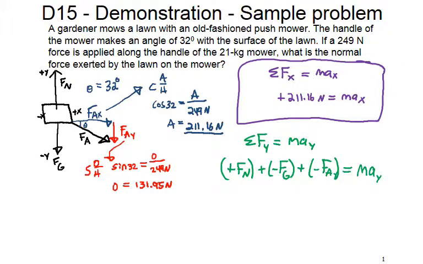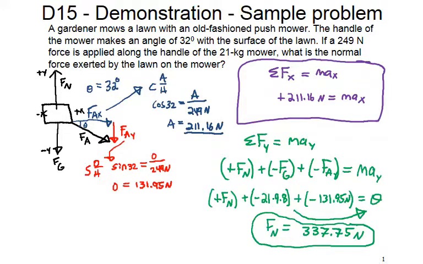So when we set up the sum of the forces in the y, we have the positive normal force plus the negative force of gravity plus the negative force applied in the y, because the force applied in the y is downwards. Because this mower is being pushed into the ground some, the normal force has to compensate and become greater. So we have the force of gravity, which is 21 kilograms times 9.8. We have the force applied in the y, which is acting downwards. And the counteracting normal force would be 337.75. And so we would get that as a normal force.